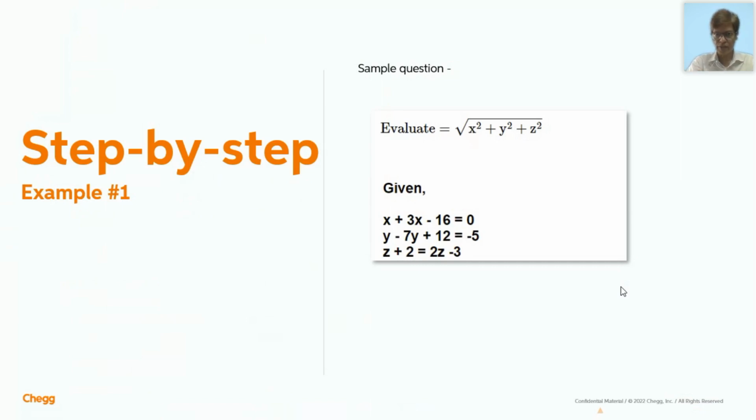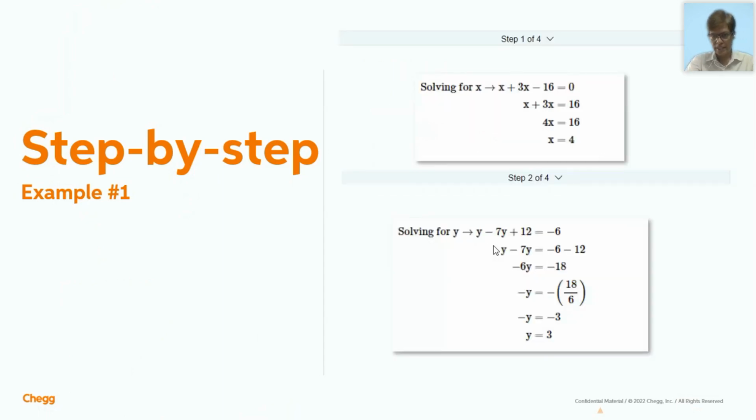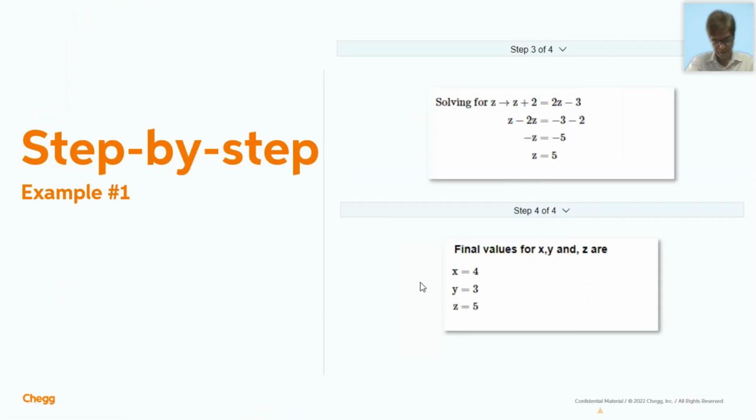Here is a question in which the student wants us to evaluate square root of x squared plus y squared plus z squared, and 3 expressions have been given by which we can find out the values of variables x, y, and z. How do we provide a step-by-step solution to this question? Let's see. So in step 1, you will find out the value of x. In step 2, you will find out the value of y. In step 3, you will find out the value of z.